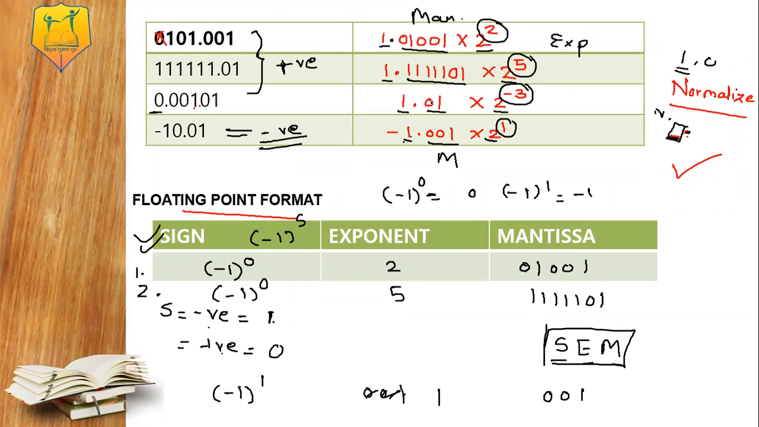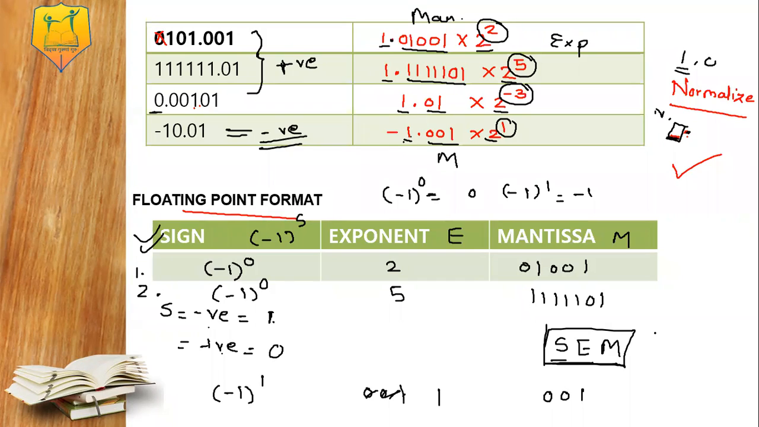Okay. So in this format, the -1 and this 2 are constant. They are not going to change. That's why we are ignoring them. We are not storing them because it just generates redundancy after storing. What is changing? Changing is your S, changing is your E, and changing is your M, S-E-M. That is sign, exponent and mantissa. These are changing. That's why we are storing those numbers. So this is the important format. SEM. Hope you understand this.